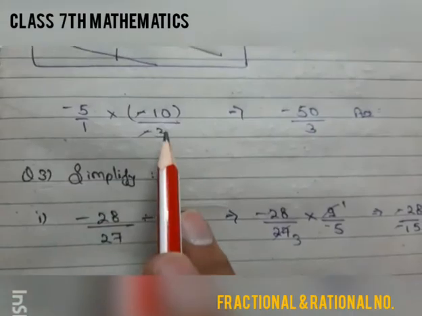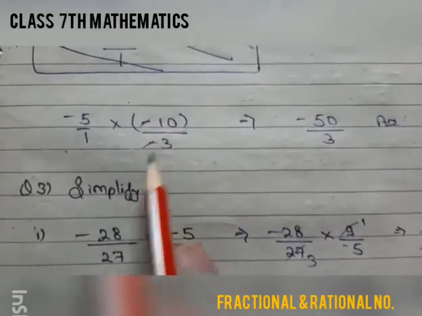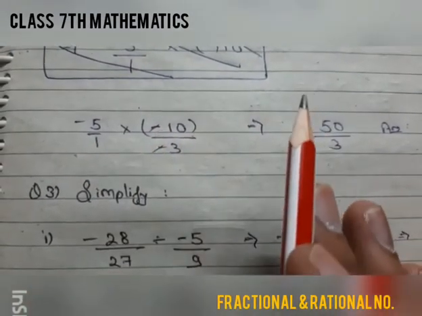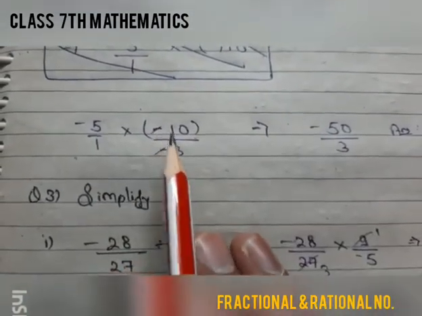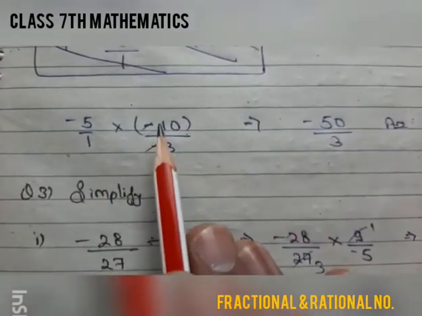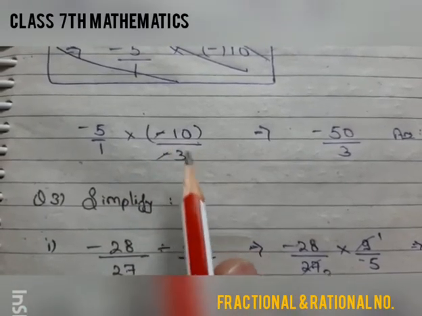Minus 5 upon 1 into minus 10 upon minus 3. You can simply cut the minus sign like this also. Either you can do minus into minus plus format, or you can simply cut the sign, whatever you feel comfortable. Okay, so I am doing it this way: minus 5 upon 1 into minus 10 upon minus 3.